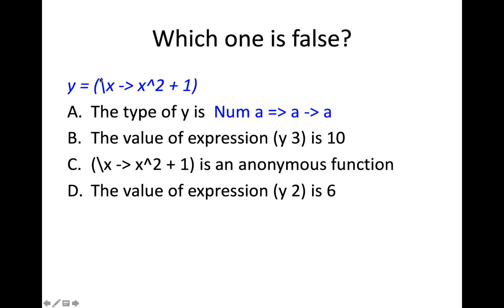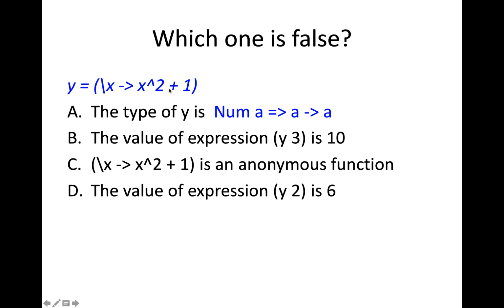y is this stuff, and as we just learned, this right hand side is an anonymous function, where input is x, and this is the body of the function, x squared plus 1, that is what this function returns. Now the type of y, that means this function, the function type is Num a, a is a Num, and this is the input to the function.